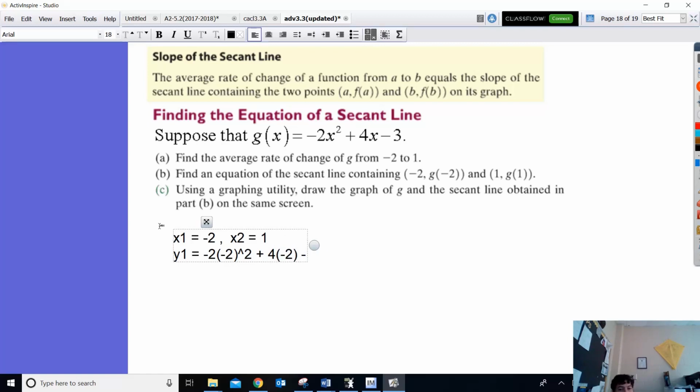This is exactly how I type it in a TI-84. Wouldn't do anything special with it. Oh, what's that going to give us? Negative 19? Yeah, that seems right.